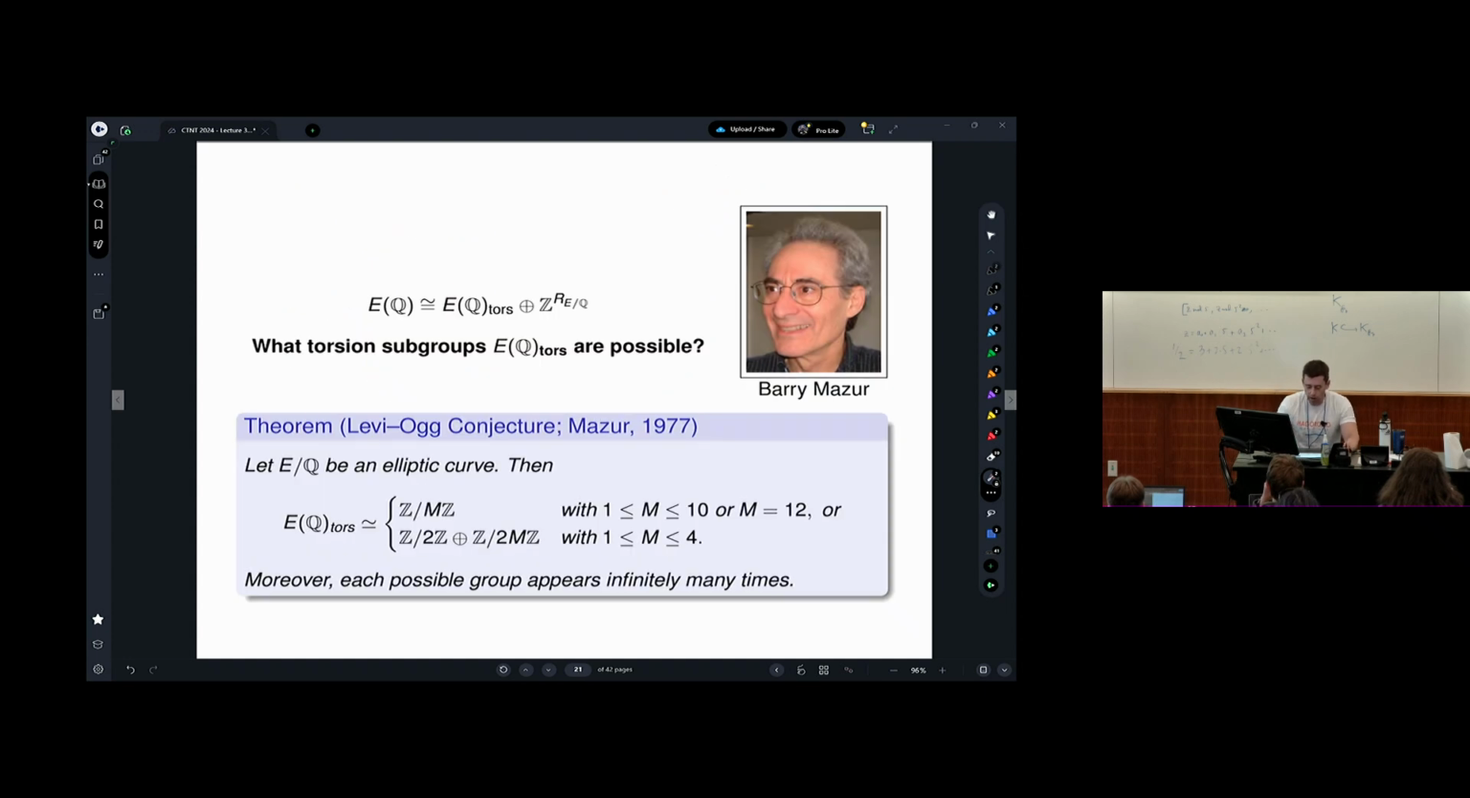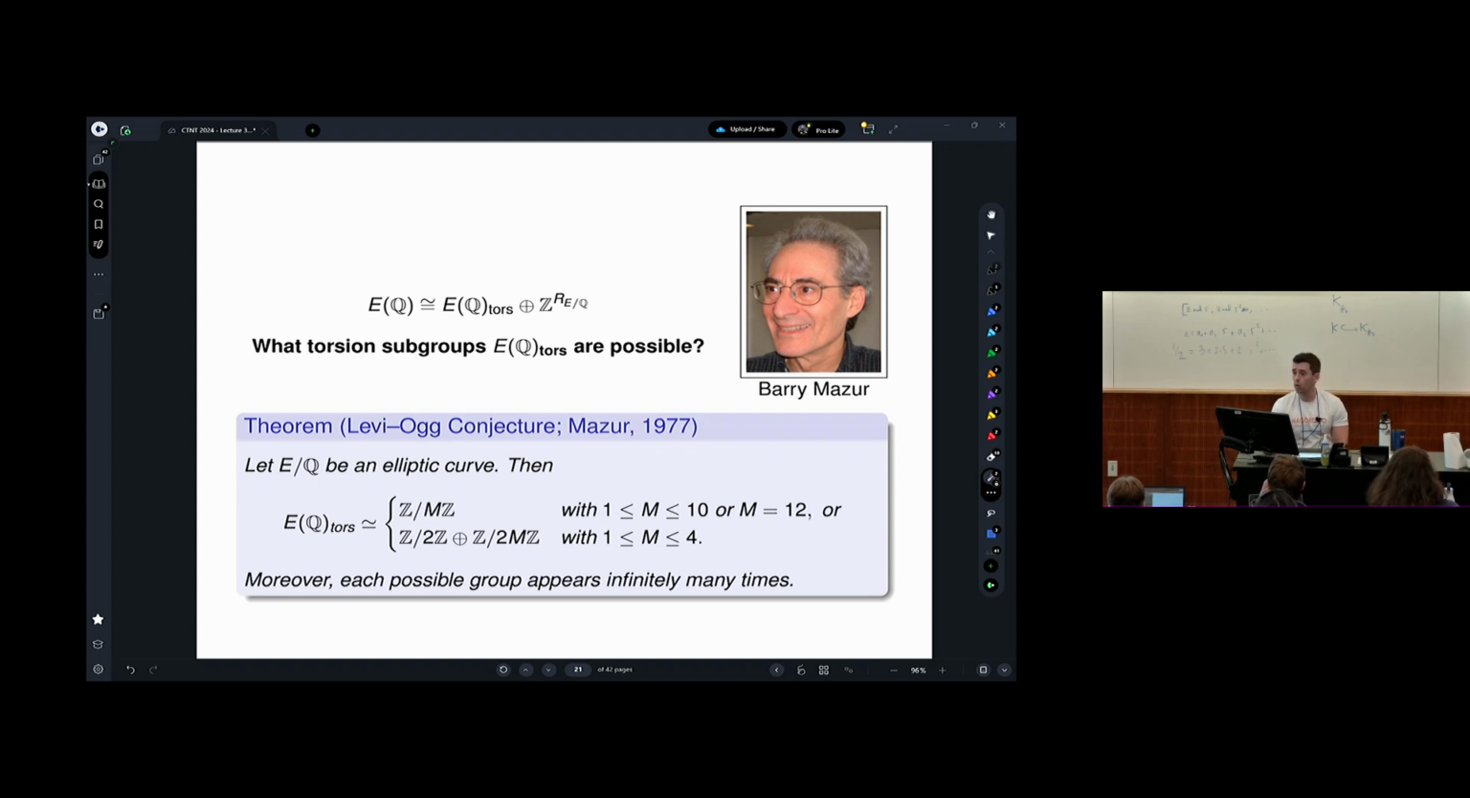And that is what Mazur concluded. That question had already been conjectured, as I said before, by Levi and reconjectured by Ogg. It was known as the Ogg conjecture when Barry Mazur proved it. And now we know that there's 10, 11, and 4 more. There are 15 possible torsion subgroups and no others over Q.